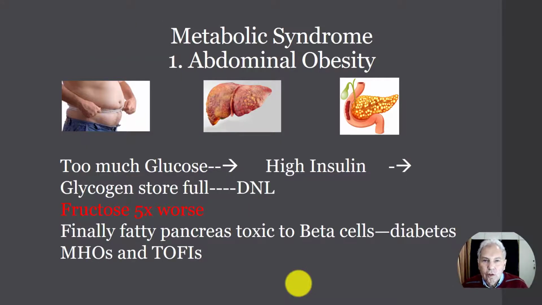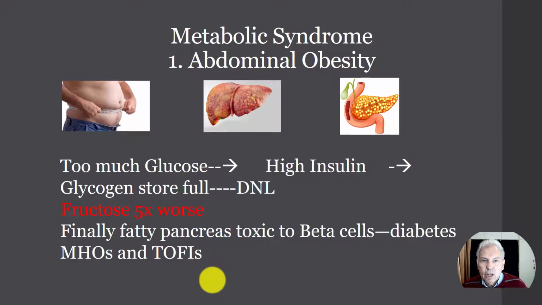So the first component of metabolic syndrome is abdominal obesity. So what happens? It's too much glucose in the diet, leads to high insulin. Your glycogen stores are full, so you turn to DNL. You're making fat in your liver. And fructose makes this 5 times worse, as I've mentioned. And finally, the liver is full of fat, and the fat spills over to the pancreas. You get fatty pancreas, and now you are unable to produce enough insulin, and you get full-blown diabetes with hyperglycemia.